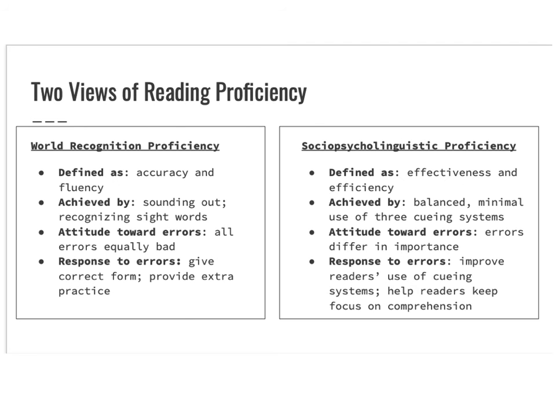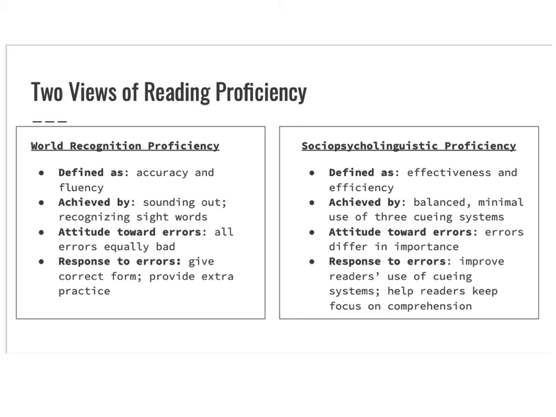There are two views of reading proficiency: the word recognition proficiency and socio-psycholinguistic proficiency. Word recognition proficiency is defined as accuracy and fluency. It is achieved by sounding out and recognizing sight words. Attitude toward errors: all errors are equally bad. Response to errors: give correct form and provide extra practice.